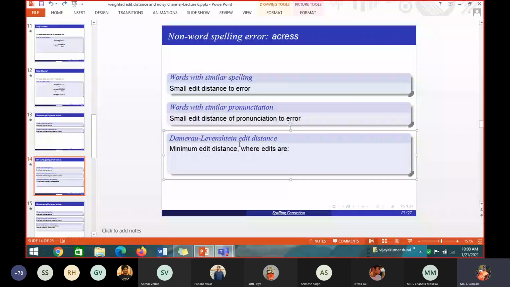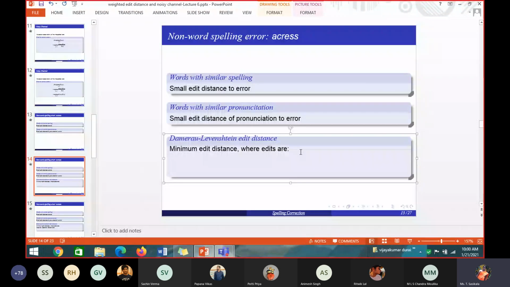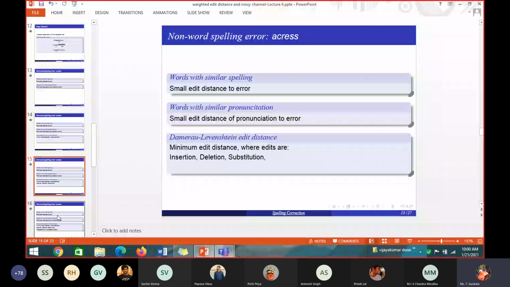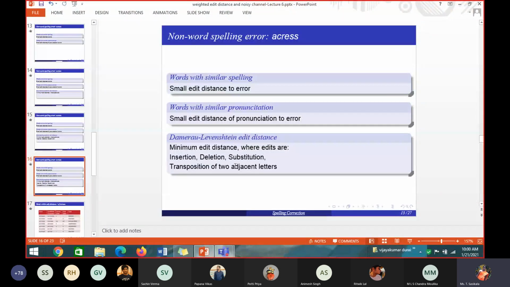In addition to insertion, deletion, and substitution, I have one more called transposition. Insertion is adding one character, deletion is deleting one character, substitution is one character replaced by another character. What is transposition? Reordering. For example, I have XY that will be transposed. Transposed means reordered. XY is reordered to YX. That we call transposition, in which reordering of characters takes place.